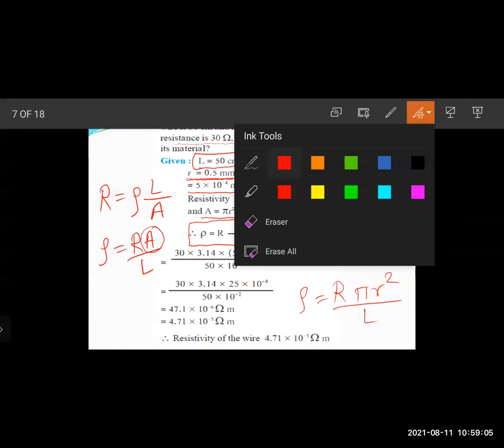Let me clear the screen and then we will discuss further. So our formula was what? Rho equals R into pi r square by L. So if you go on substituting, the value of R, resistance, is how many? 30 ohms. The pi value you have 3.14. Then r, radius, was 5 into 10 raised to minus 4 meters. We take its square, divided by L, length, which was 50 into 10 raised to minus 2 meters.